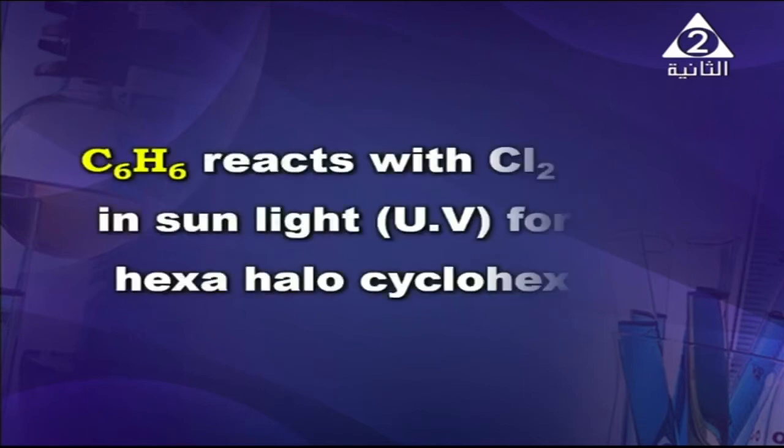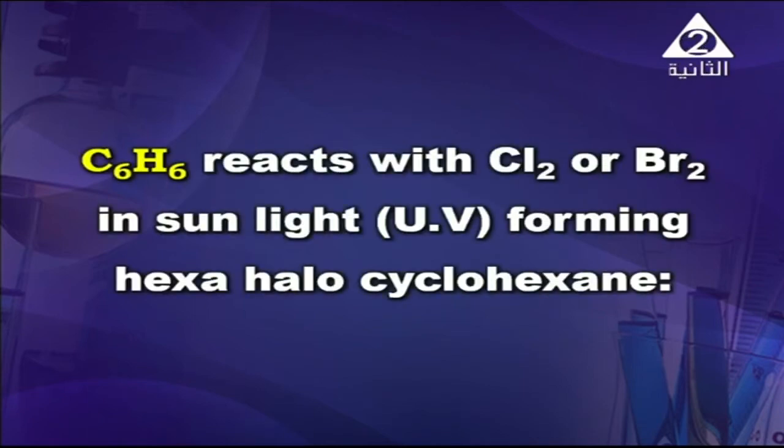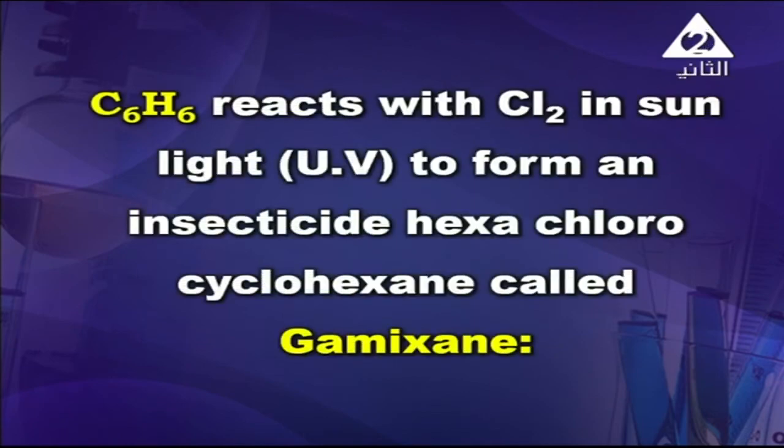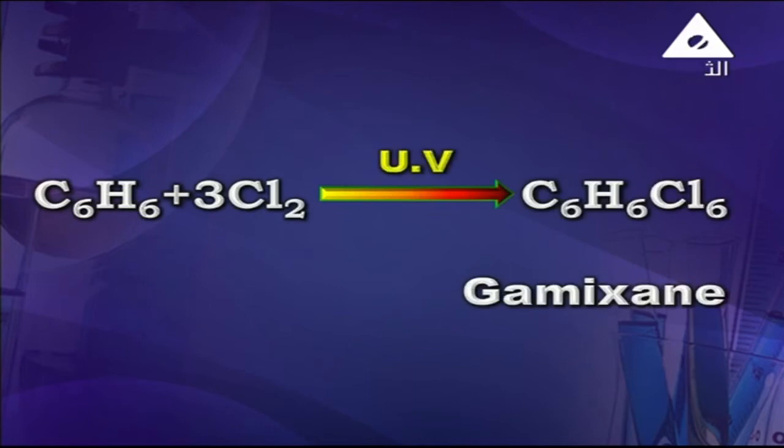Halogenation reaction. Benzene reacts with chlorine or bromine in sunlight or ultraviolet, forming hexahalocyclohexane. So benzene reacts with chlorine in sunlight ultraviolet to form the insecticide hexachlorocyclohexane, which is called gammexane. As the equation proceeds on the screen, C6H6 plus 3Cl2 in the presence of ultraviolet gives C6H6Cl6, which is gammexane.